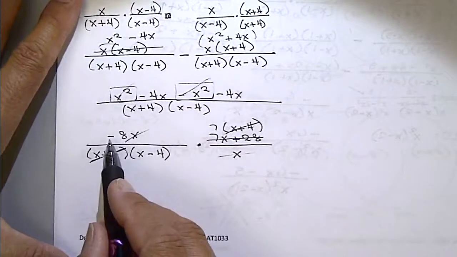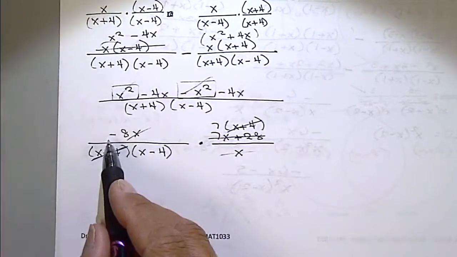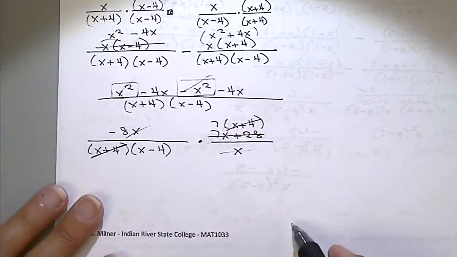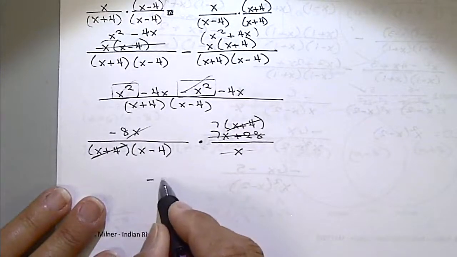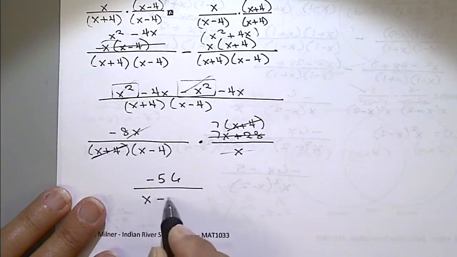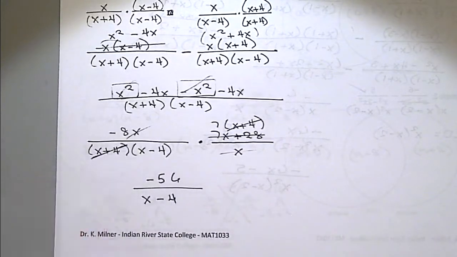So what do I have? Well, here I have negative 8 times 7, negative 56. What's it over? Looks like x minus 4.